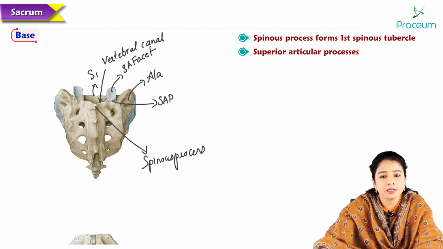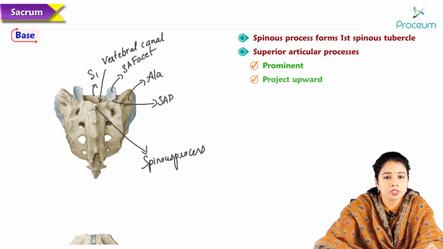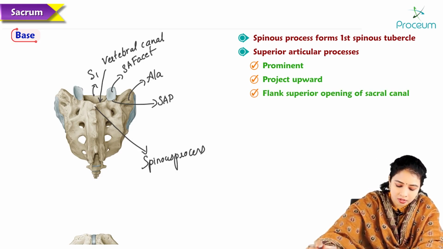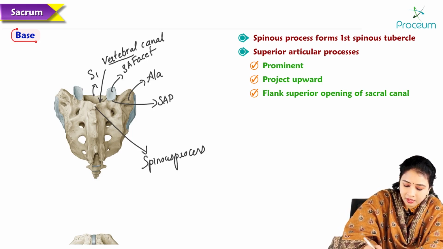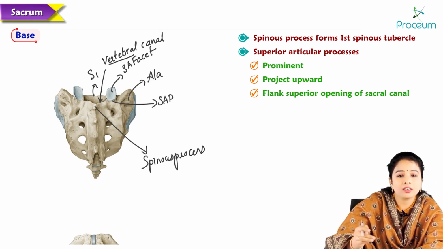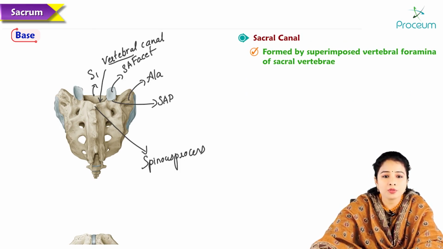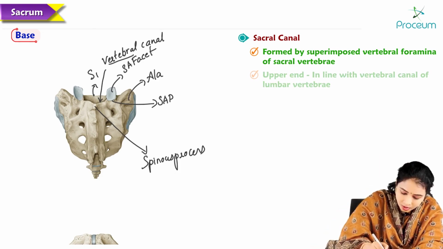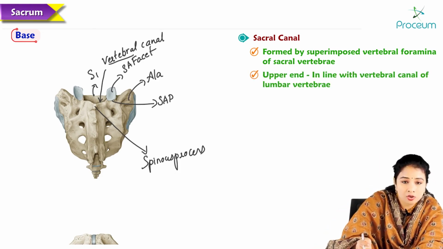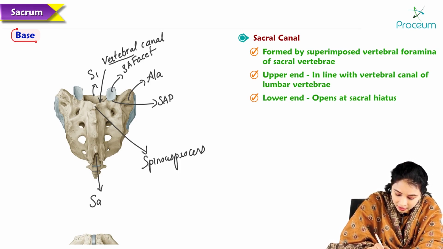The superior articulating processes are the most prominent, and they project upwards and flank the opening of the sacral canal, which is nothing but the vertebral canal. You can see them flanking the sacral canal. The sacral canal is formed by the superimposed vertebral foramina of the sacral vertebrae. At the upper end it is continuous with the vertebral canal of the lumbar vertebrae, and at the lower end it opens as the sacral hiatus.